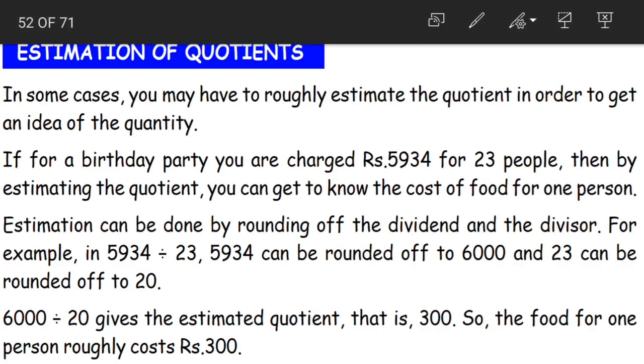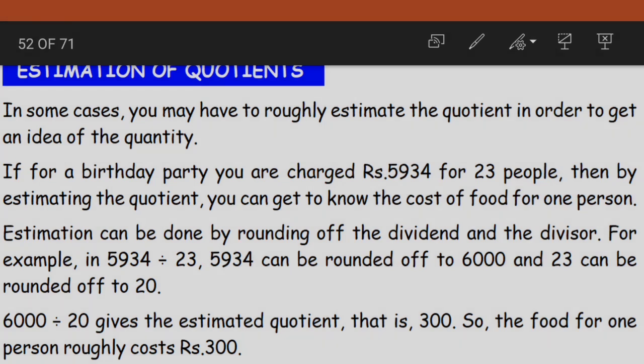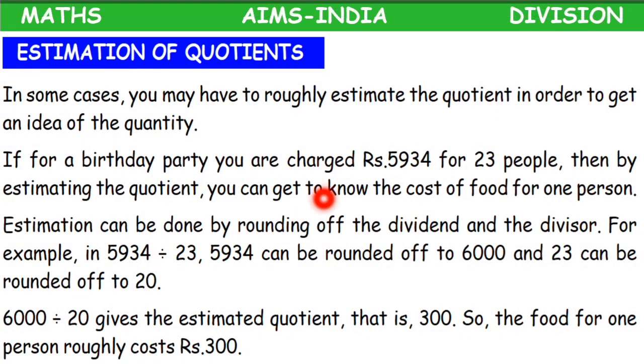Now moving on to estimation of quotients. What is next? Estimation of quotients. In some cases, you may have to roughly estimate the quotient in order to get the idea of the quantity. If for a birthday party you are charged 5,934 rupees for 23 people, then by estimating the quotient, you can get to know the cost of food for one person. Estimation can be done by rounding off the dividend and the divisor.